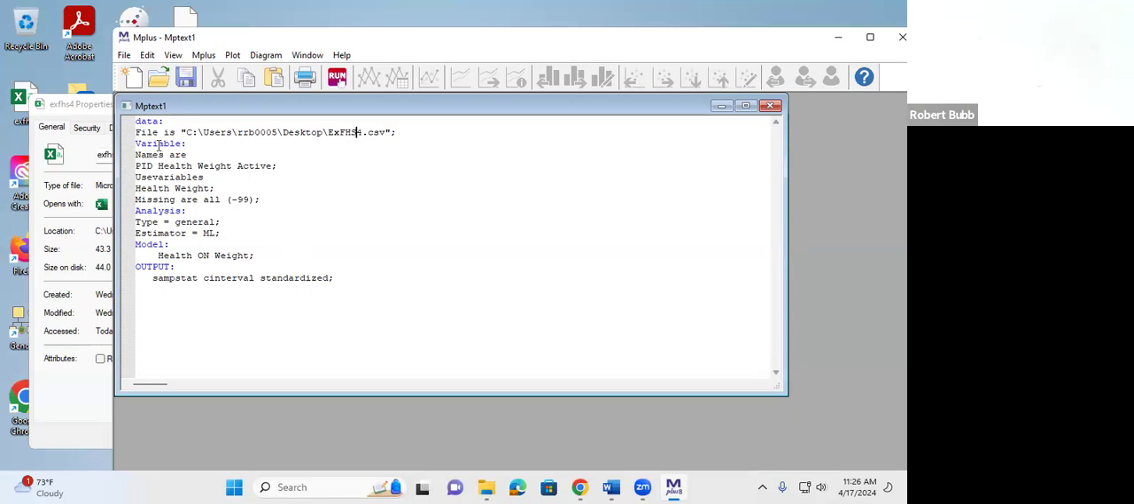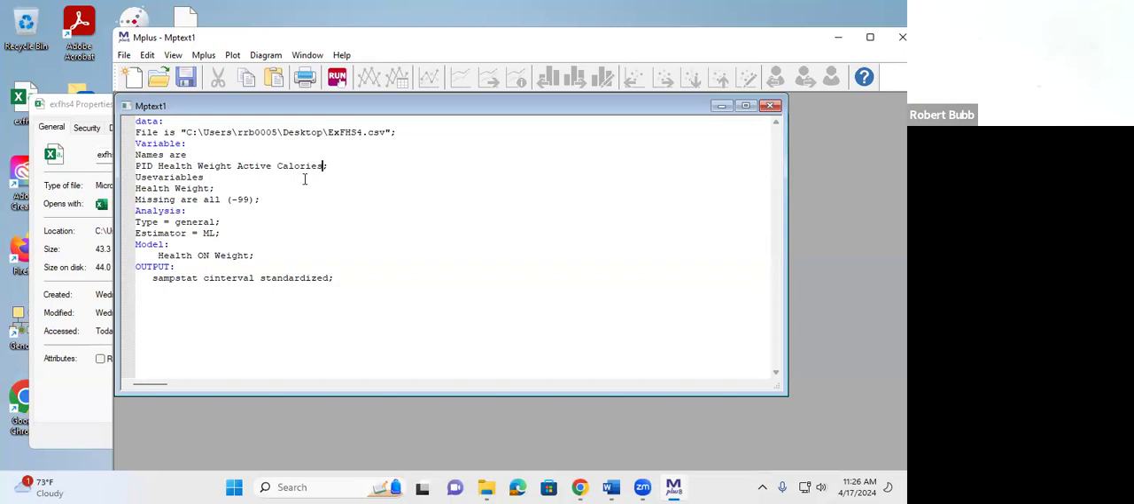Okay, and then also our variables, right? We've added a variable. So in our data set, we have CID, health, weight, active, and now we have calories. Just so you don't get an error saying that there's a variable that's not recognized in the syntax, right? Make sure we add that in there. I think that's it. I don't think there is anything else at this point.